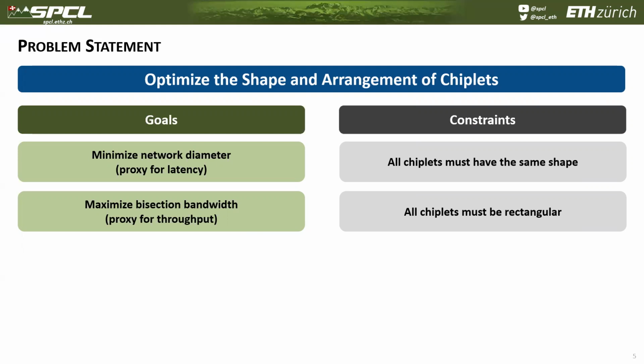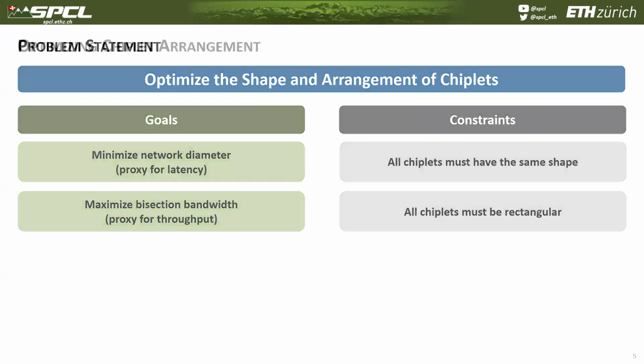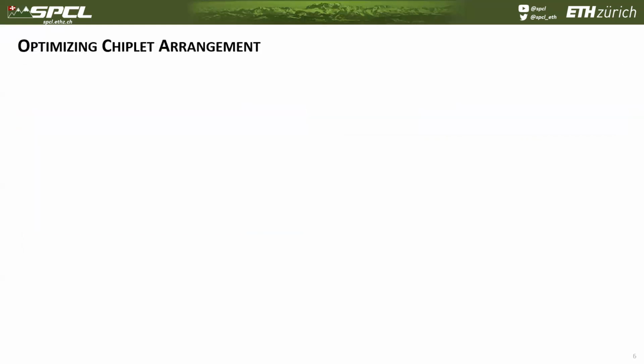And all chiplets must be rectangular. This is because all of the design tools and manufacturing pipelines are laid out for rectangular chiplets. So let's try to optimize the chiplet arrangement.